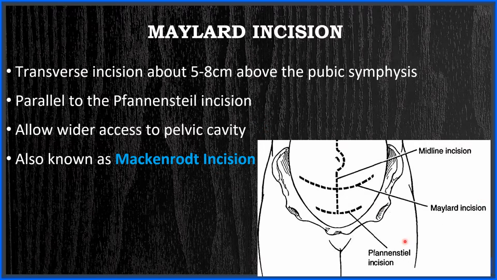So there you have the two varieties of transverse incision. That is a Pfannenstiel incision, very important for gynecological procedures, and you have Maylard incision 5 to 8 centimeters above the pubic symphysis, also called McInroth's incision.